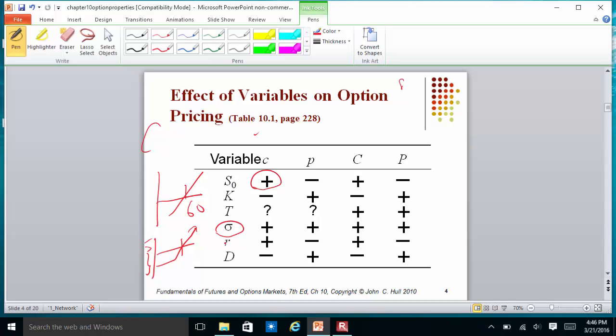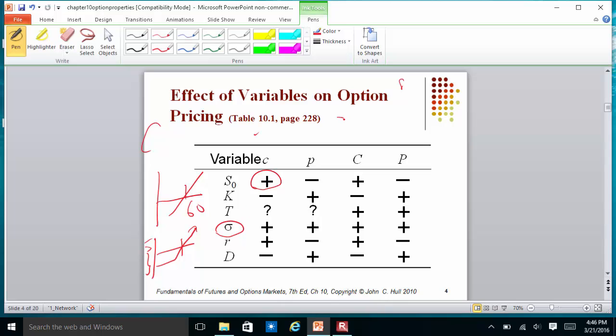On the other hand, for an option, what we find is that the higher the risk of the option, the higher is the price that you want to pay. The next one is the risk-free rate, and what we are saying here is that the higher the risk-free rate, the higher would be the call price.